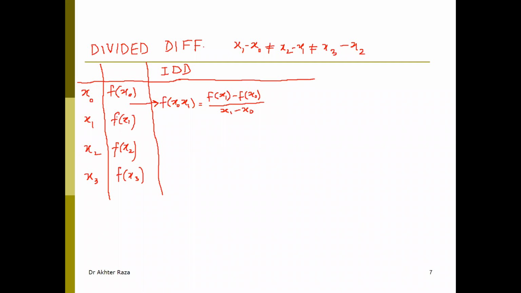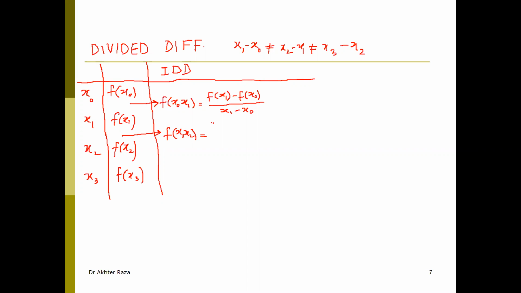The difference is what? These two are to be subtracted in the numerator, and in the denominator these two are subtracted. This was absent in the simple differences. In the simple differences, we have only the numerator. So the simple difference and divided difference have only one difference: here we have a denominator, while in simple differences we have only a numerator. Now this is computed in between these two. This is represented by f x1 x2.